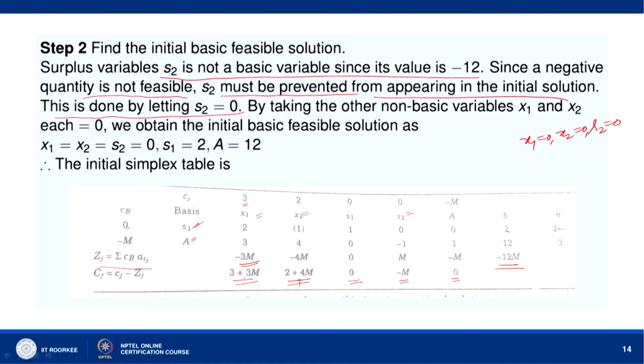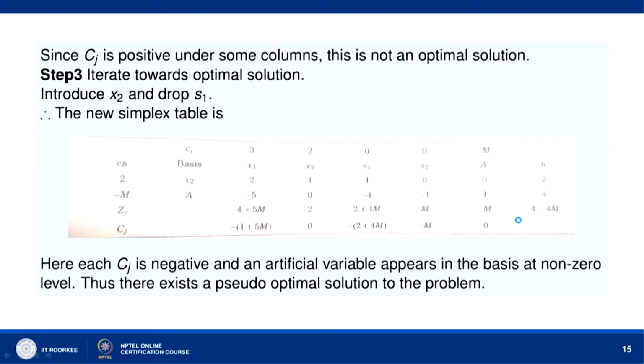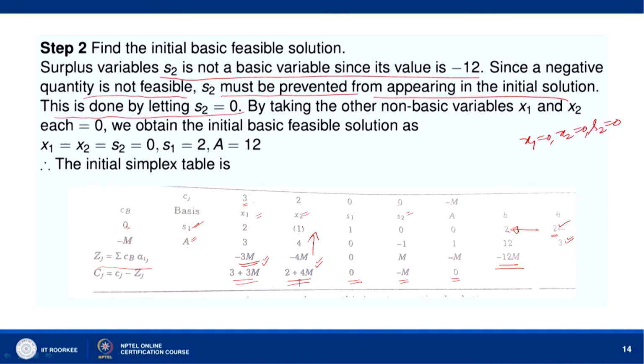Now, we can see Cj is positive in the column corresponding to x1, in the column corresponding to x2, but m is large. So, we can say 2 plus 4m is greater than 3 plus 4m. So, this is our key column. Now, here what do we do? We divide the elements of B column by the corresponding elements of x2 column. So, 1 divides 2 is 2, and 4 divides 12 we get 3. So, minimum value is 2. So, this is our key row, and this is our key element.